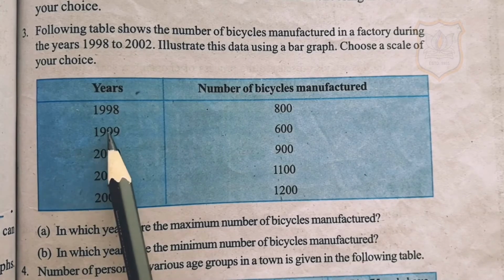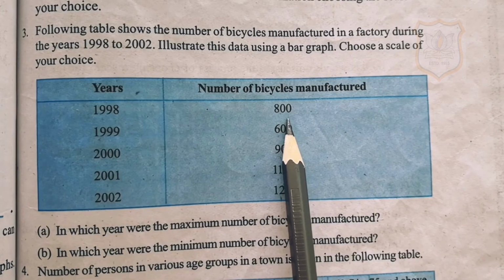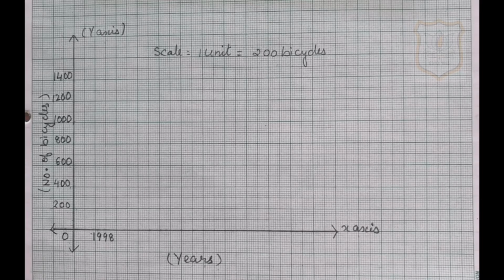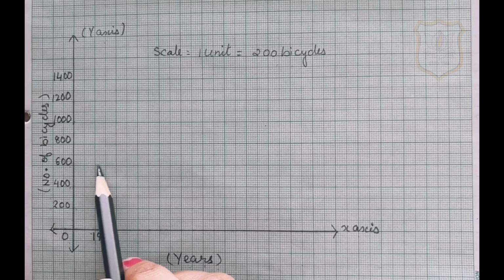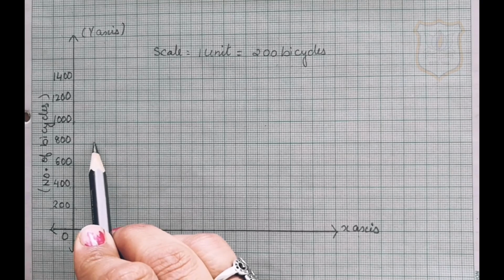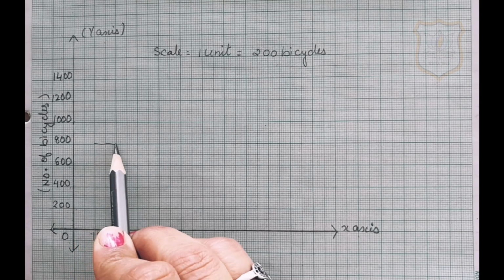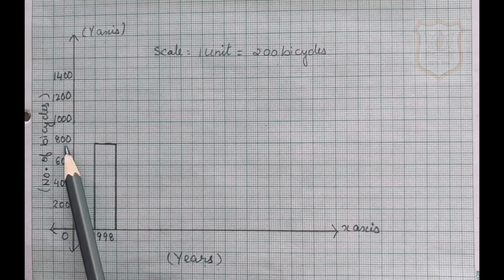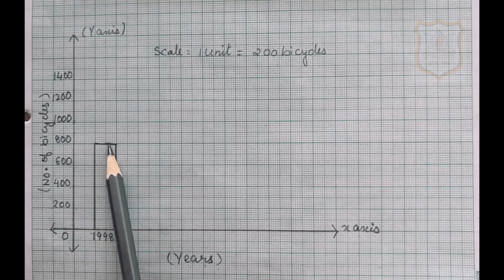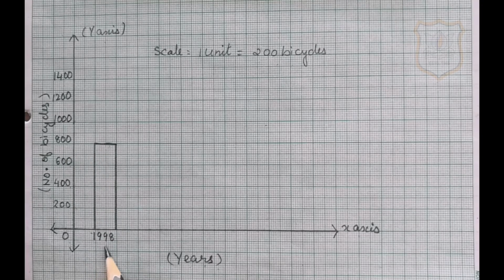In the year 1998, 800 bicycles were manufactured. Now students, in the year 1998, 800 bicycles were manufactured. So this much is 200, this is 400, this much is 600, and this much height will represent 800. So we will draw a vertical bar in this way which will represent that 800 bicycles were manufactured in the year 1998.